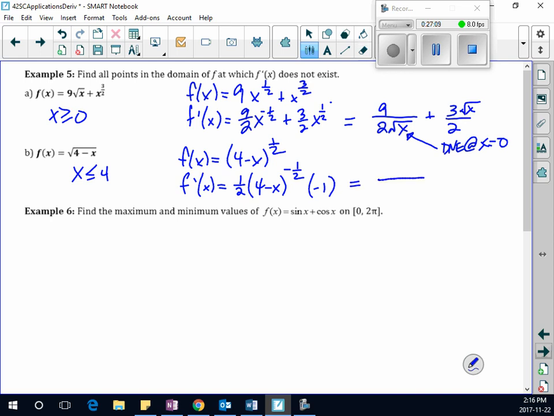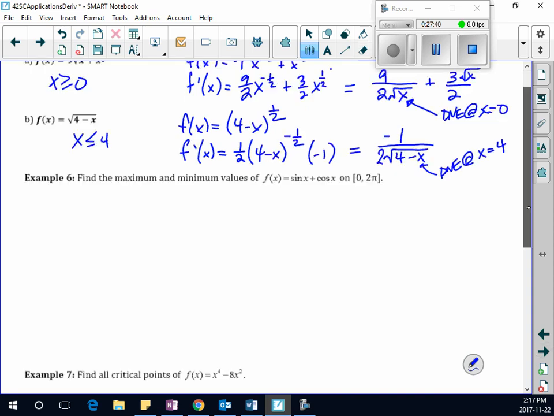So this is going to be the square root of 4 minus x on the bottom with a 2 on the bottom and a negative 1 on top. Okay, so it does not exist at x equals 4. So you've got to watch, just because your domain is.